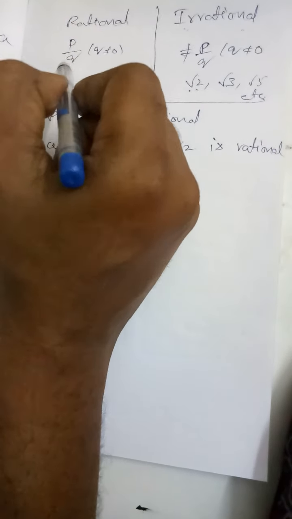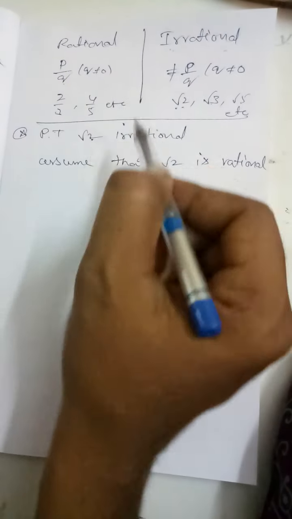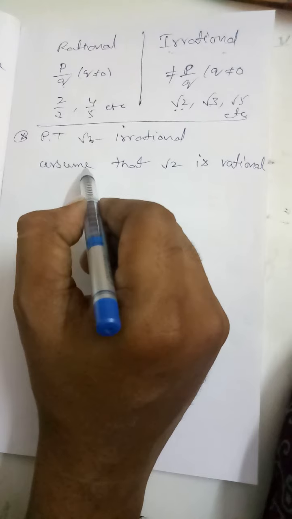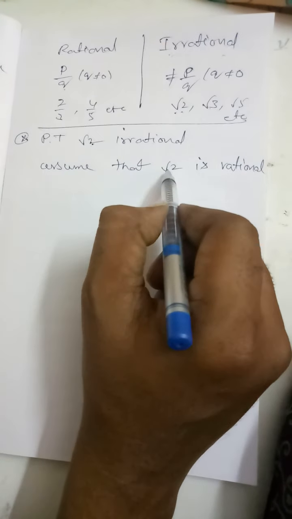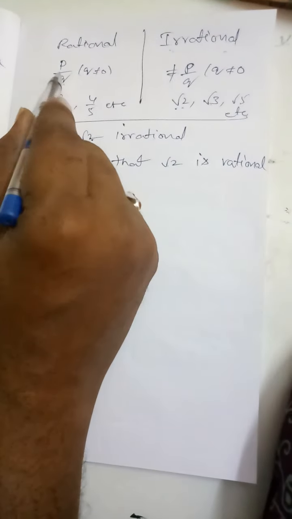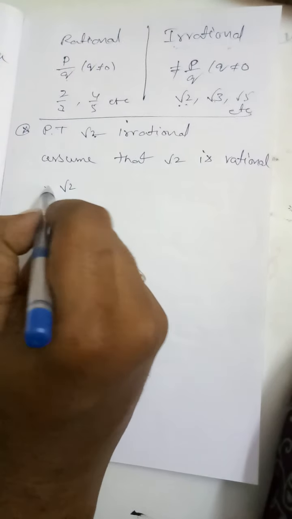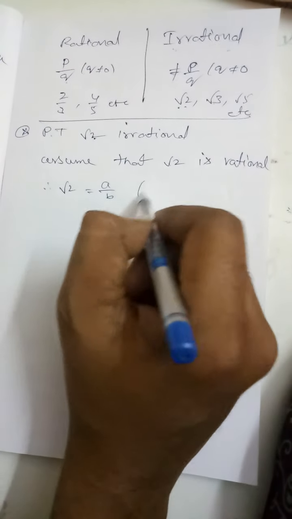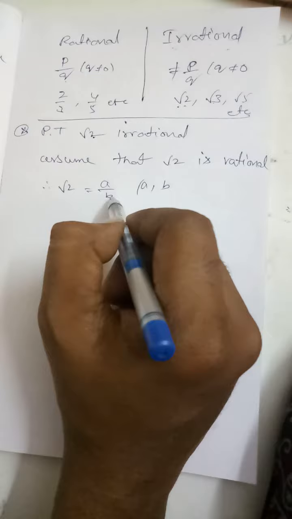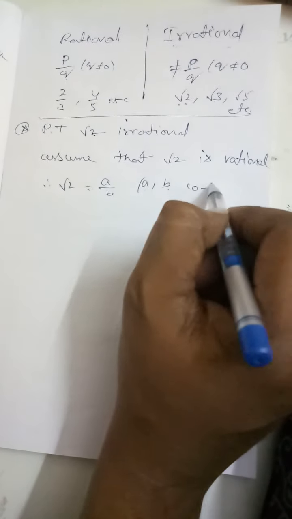So I'm trying to write root 2 in the form of p by q. If I can't write it in the form of p by q, definitely it is irrational. So assume, just imagine, that root 2 is rational. We know that a rational number is in the form of p by q, so the value of root 2 is equal to a by b. Here the condition is very important: a, b are co-prime.